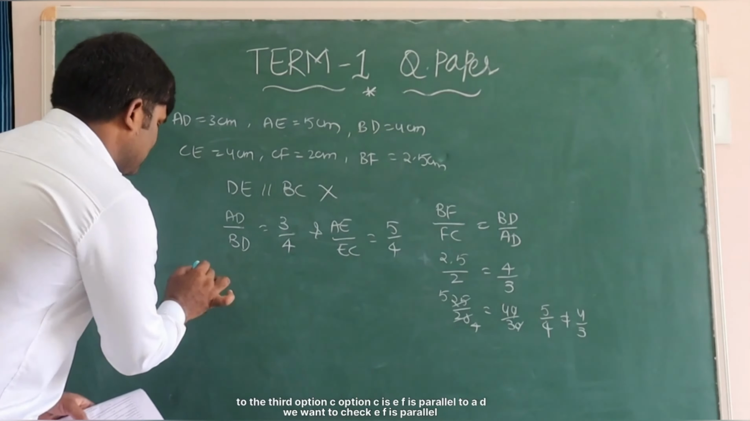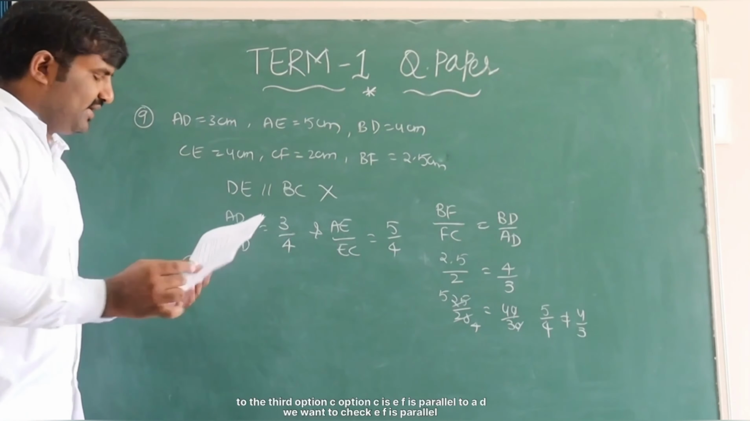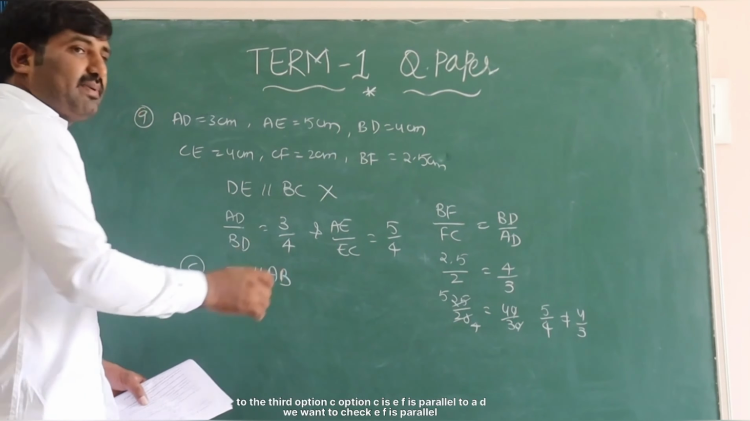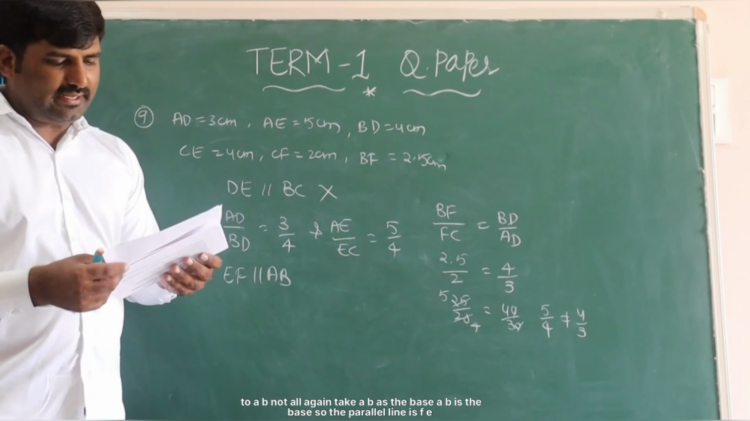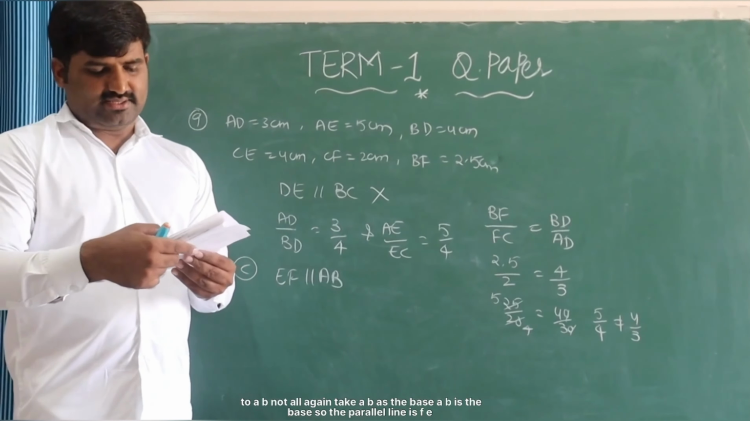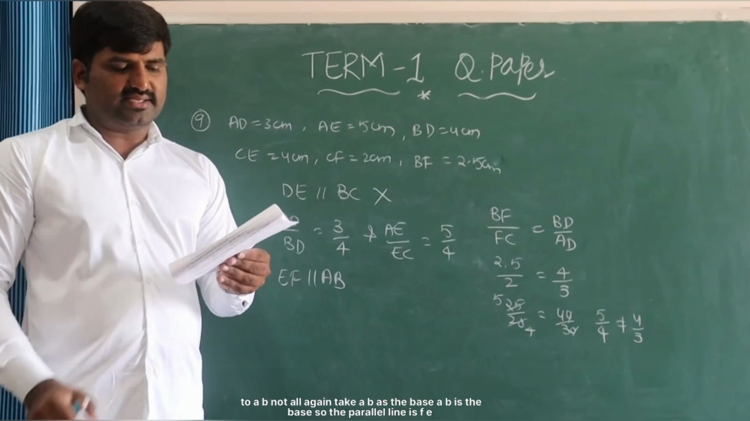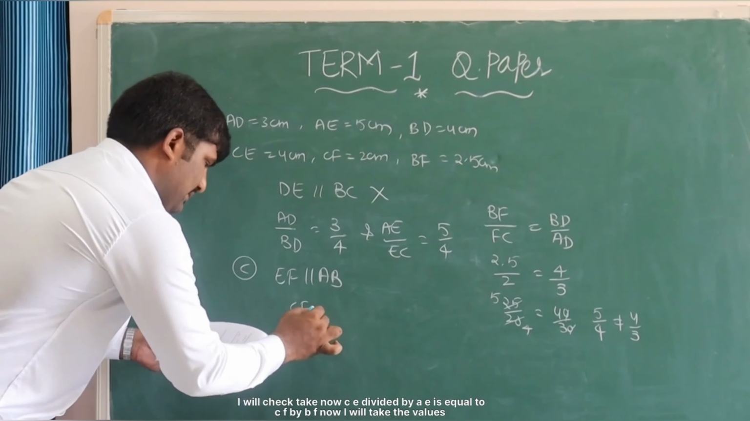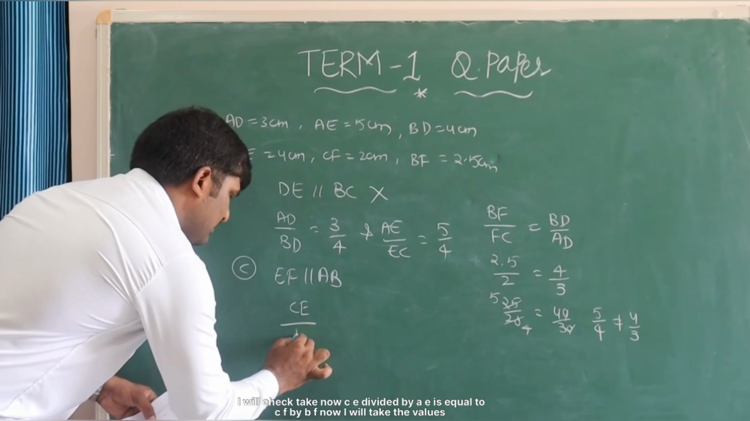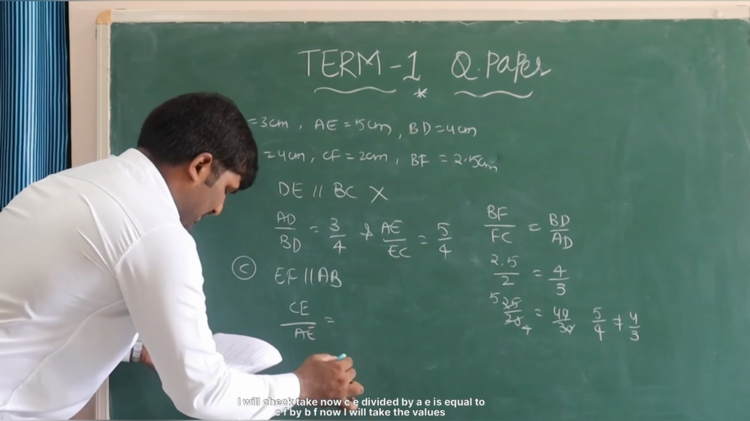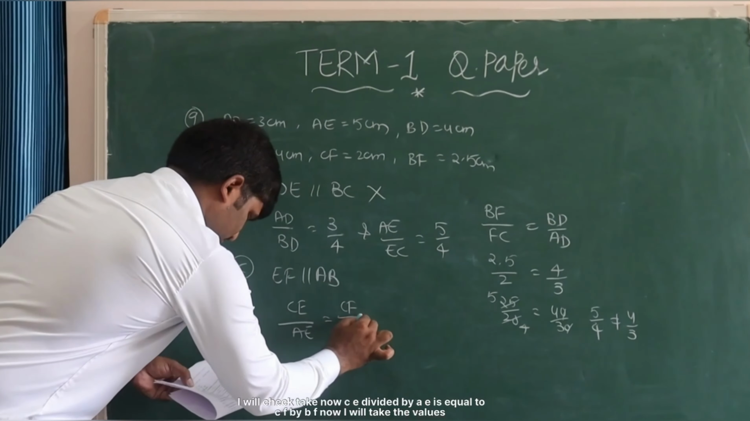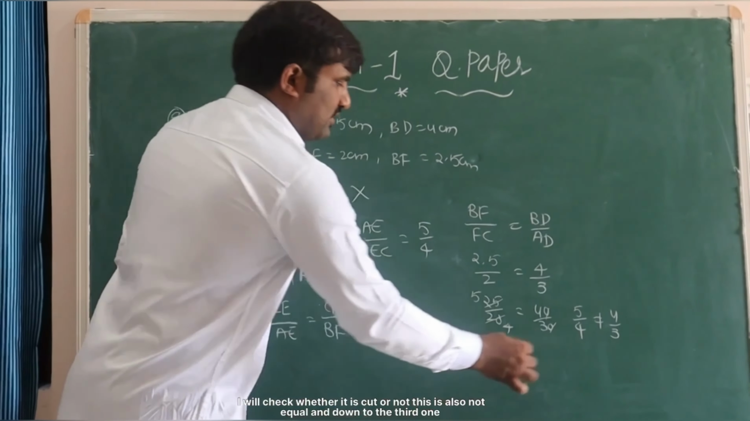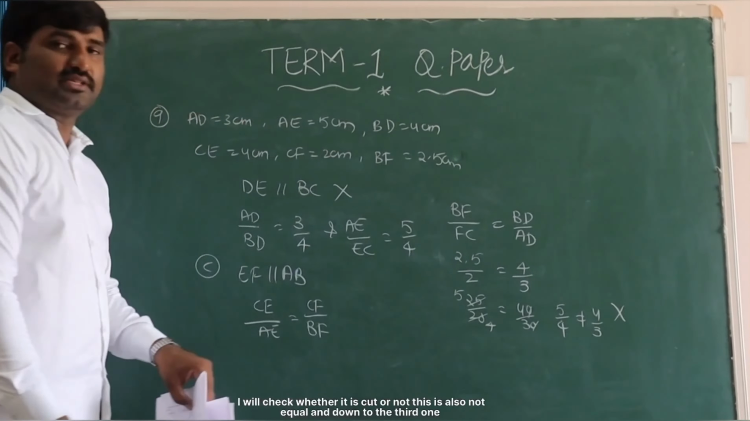Now coming to the third option, option C: EF is parallel to AB. We want to check whether EF is parallel to AB. Take AB as the base, so the parallel line is FE. I will take CE divided by AE is equal to CF by BF. Now I will take the values and check whether it is correct or not.